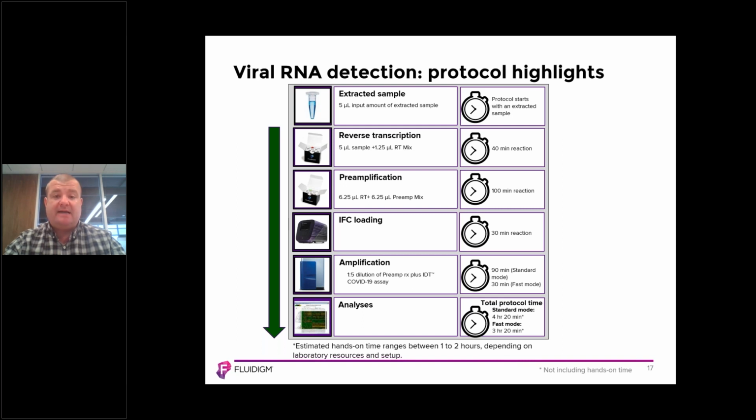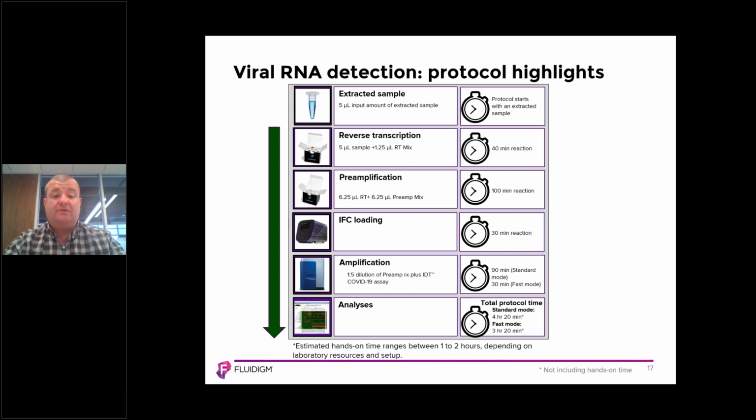Once that's complete on a standard thermocycler, we then have our pre-amplification step. Pre-amplification is when you take the specific COVID markers along with the RNase-P plus your other 21 markers that you're interested in and perform a limiting PCR reaction. This uses 6.25 microliters of the RT plus 6.25 microliters of the Fluidigm preamp master mix. And that takes 100 minutes to complete, again, on a standard thermocycler.